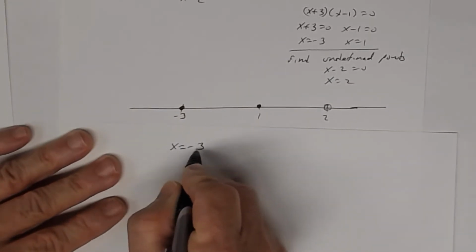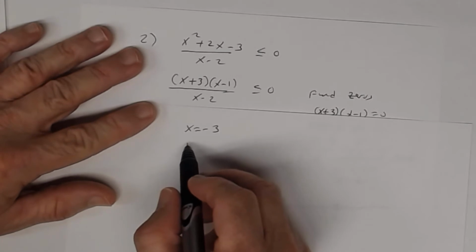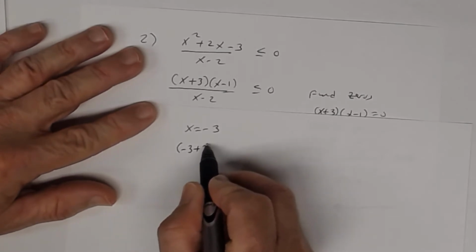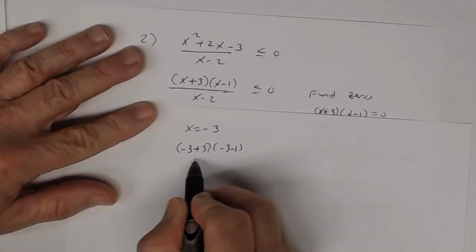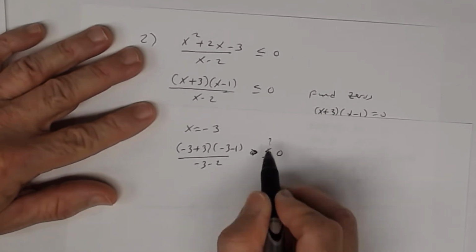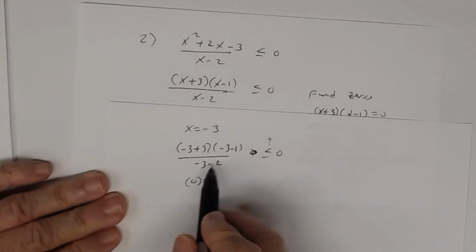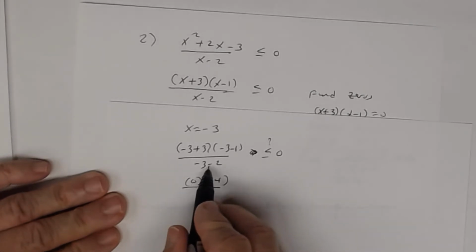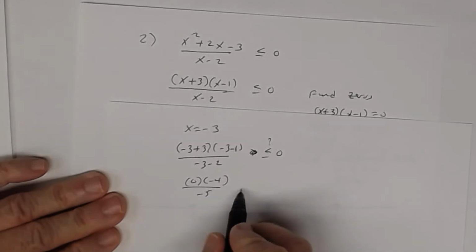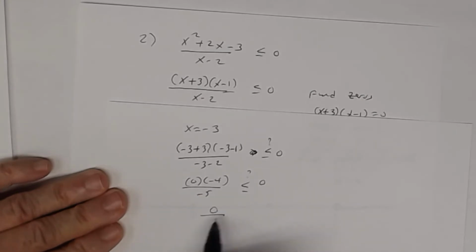So if x is -3, I want to show you something. I'm going to go back to the factored part here. So I get -3 plus 3 times -3 minus 1, divided by -3 minus 2, and I want to see if that's less than or equal to 0. That's the question. Well, -3 plus 3 is 0. So my first factor here is 0. My second factor, -3 and -1, that's a -4. Divided by -3 and -2 is a -5. And again, the question is, is that less than or equal to 0? Well, 0 times a -4 is 0. And then 0 divided by -5, and the question is, is that less than or equal to 0?